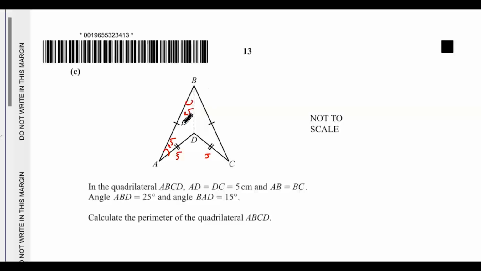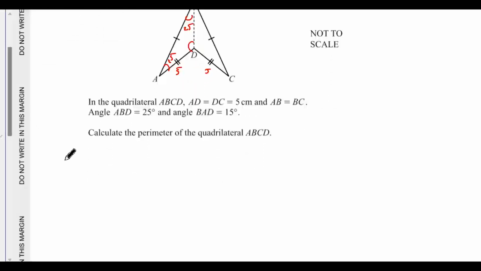Using triangle ABD, we can find the unknown side AB. But we need to find this angle first, so let's find angle ADB. Angle ADB equals 180 degrees minus 15 degrees minus 25 degrees, because the sum of angles in a triangle is 180 degrees. So this will give us 140 degrees.